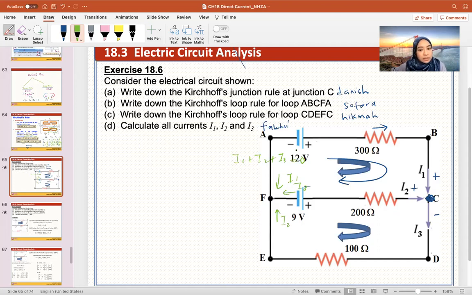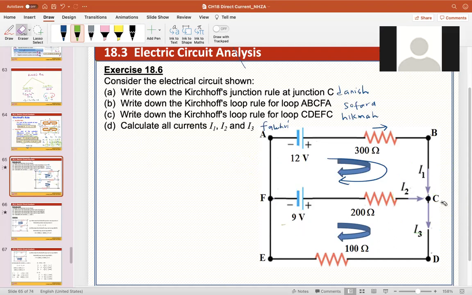This is if you label it yourself. It doesn't matter, going in, going out, as long as you reflect it correctly in your equation, then everything will hold. If they already label it for you, follow the label. Don't try to make up a new one. Okay? So that's my tip for you.